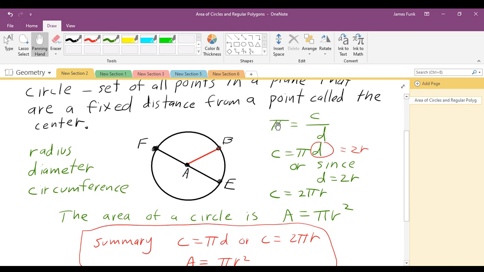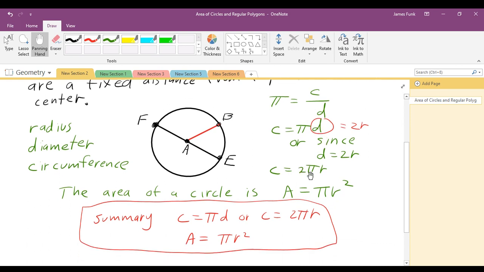So if you take that formula, pi equals circumference divided by diameter, and multiply both sides by d, we get that equation solved for c. So c, the circumference of the circle, is pi times the diameter of the circle. There's another form of that, though, because we know that the diameter of a circle is 2 times the radius. We can replace diameter with 2 times r in the formula, and we'll get circumference equals 2 pi r. So it's another version of circumference.